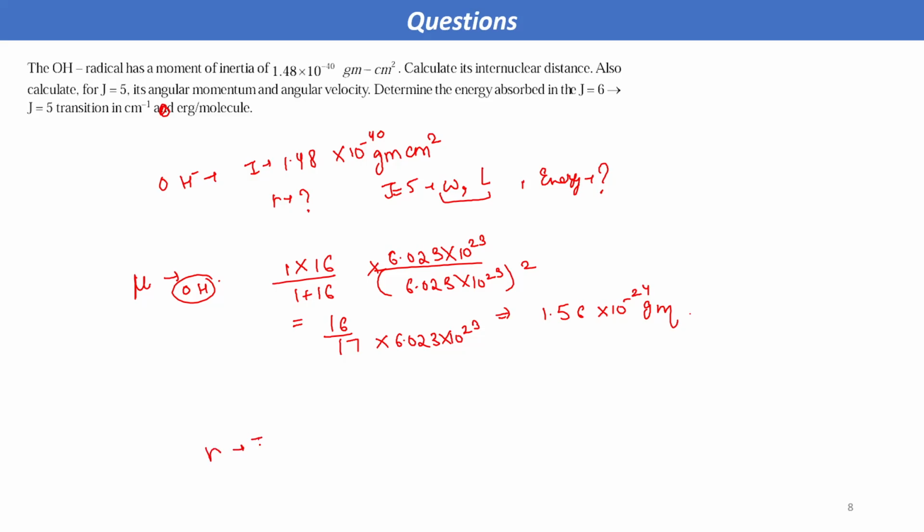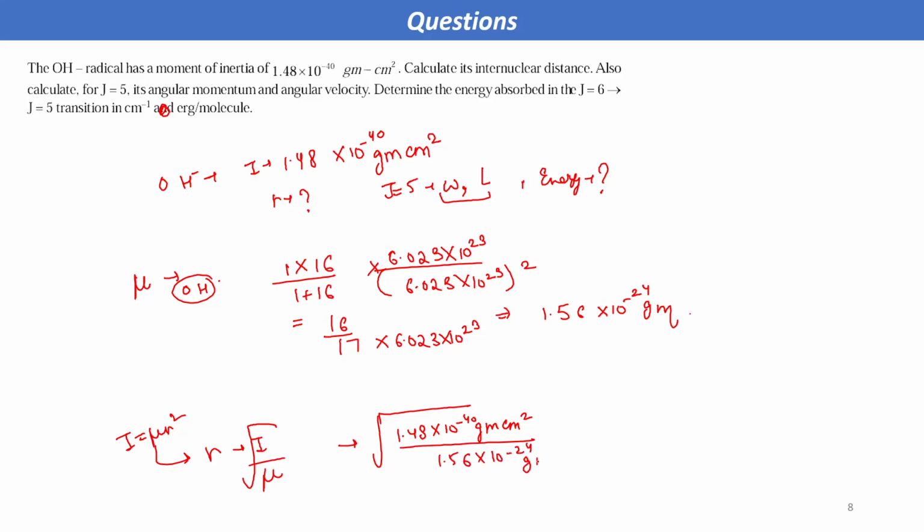Now we know that I equals mu R square. From here we can calculate the value of R. So R will be under root of moment of inertia by mu. The moment of inertia is given 1.48 into 10 raised to power minus 40 gram centimeter square, and mu is 1.56 into 10 raised to the minus 24 gram. So from here, after solving, we'll get 0.97 into 10 raised to the minus 8 centimeter, which will be equal to 0.97 angstrom.